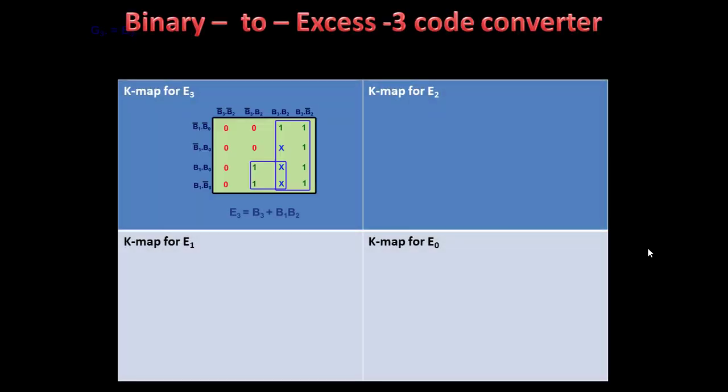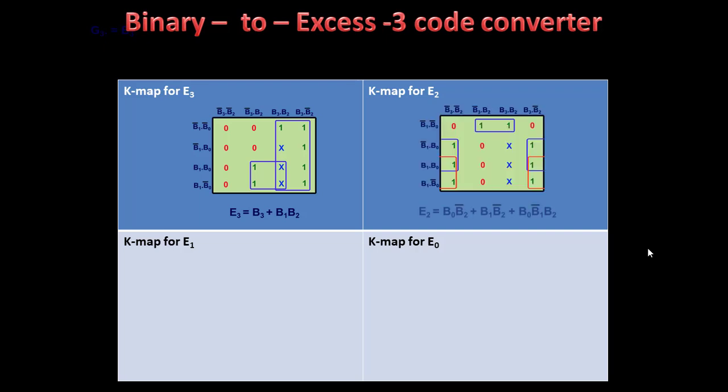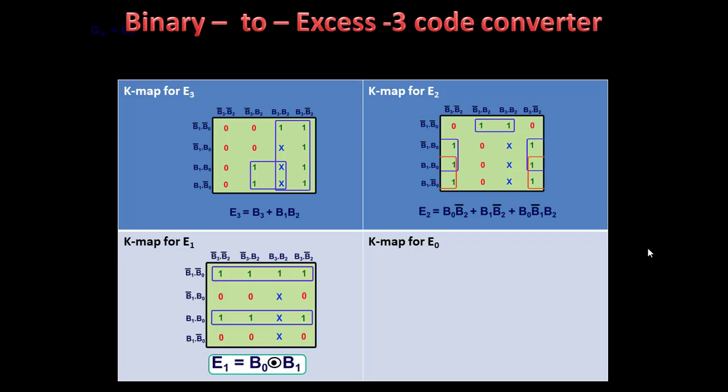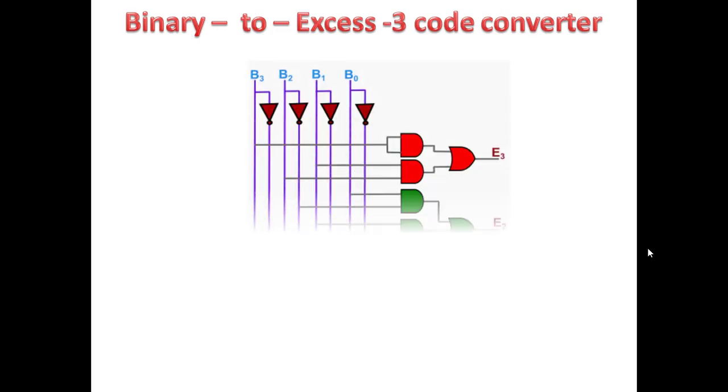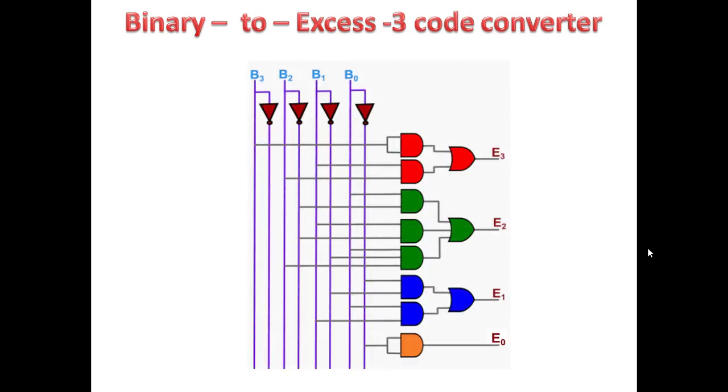Now let us draw the K-maps. There are 4 K-maps, one for E3, where there is an octet and a quad. For E2 we have 2 quads and a pair, and for E1 we have 2 quads, and this is the equation. For E0 we have an octet. So you can see this is the output. The logic diagram we can verify using any simulator, so let us now verify it using the simulator.